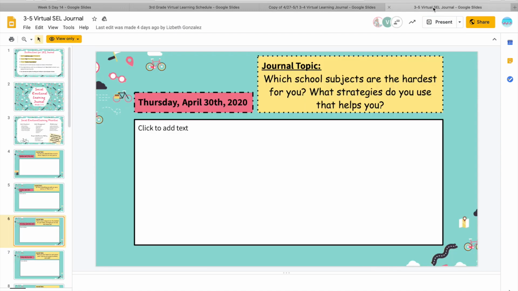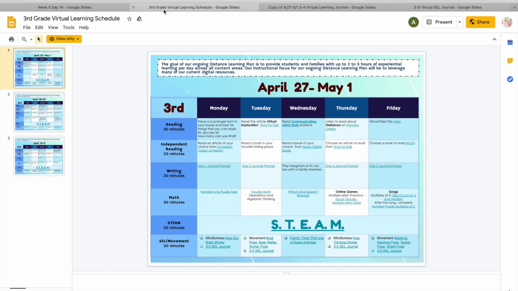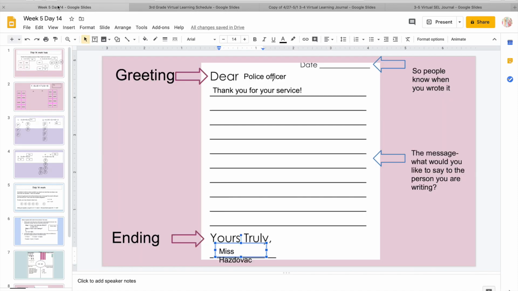The last thing they want you to do is your virtual learning. Your gratitude journal. So your topic is, which school subjects are the hardest for you? What strategies do you do that helps you? So maybe it's math, or maybe it's PE, maybe it's one subject. So really open up about which subjects are hardest for you. Tell us why. What do you do that helps you get better? Maybe you do like self-talk. Maybe you do something that's a little bit easier for you.